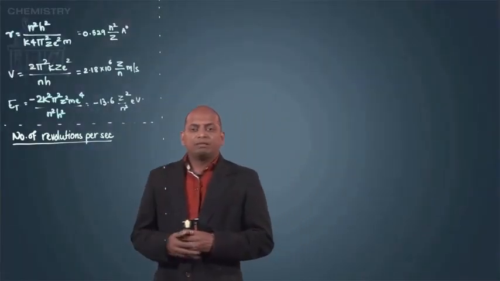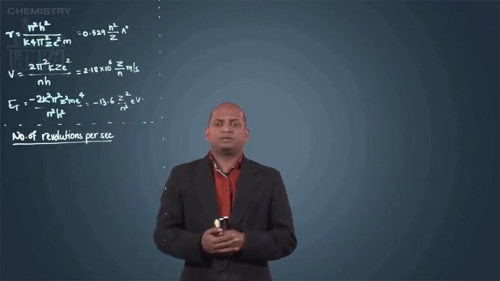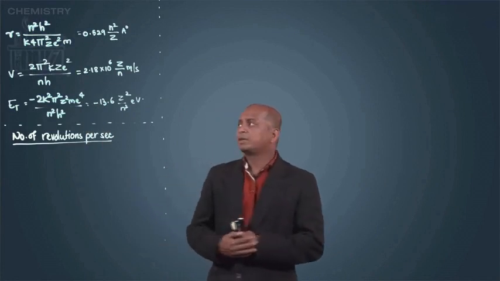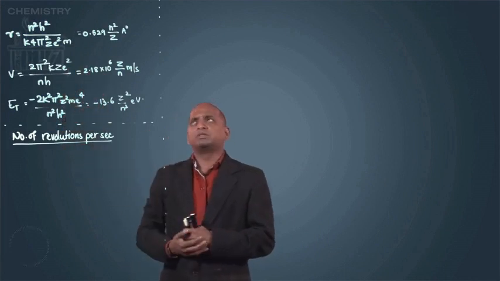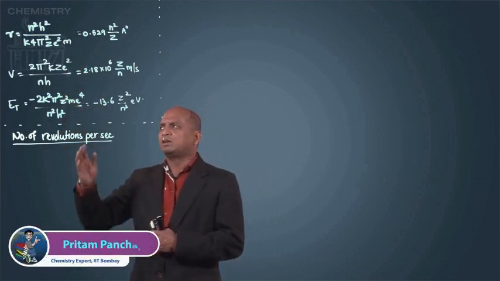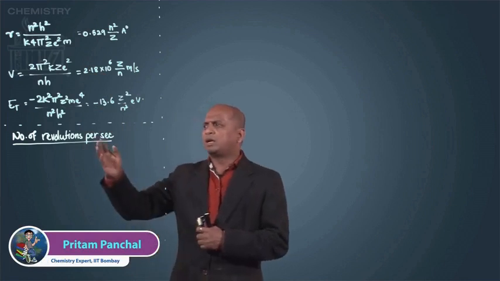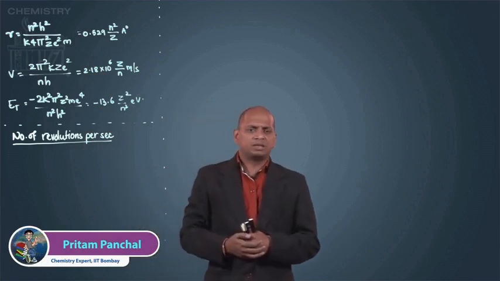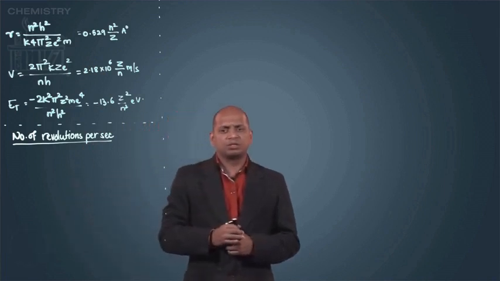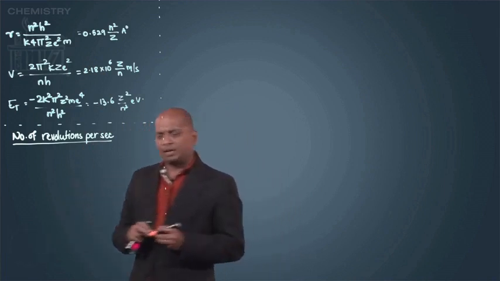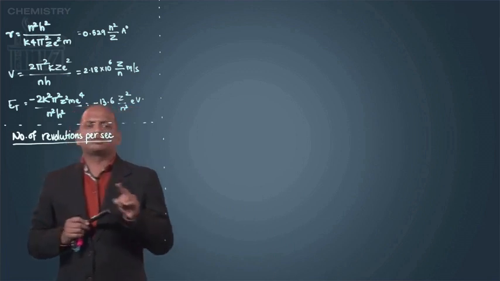Now we arrive to these formulas which we are going to use here onwards: the radius of an electron which is revolving in an nth shell, the velocity of the electron, and the energy of an electron which is present in an n shell. Now, how to calculate the number of revolutions per second?